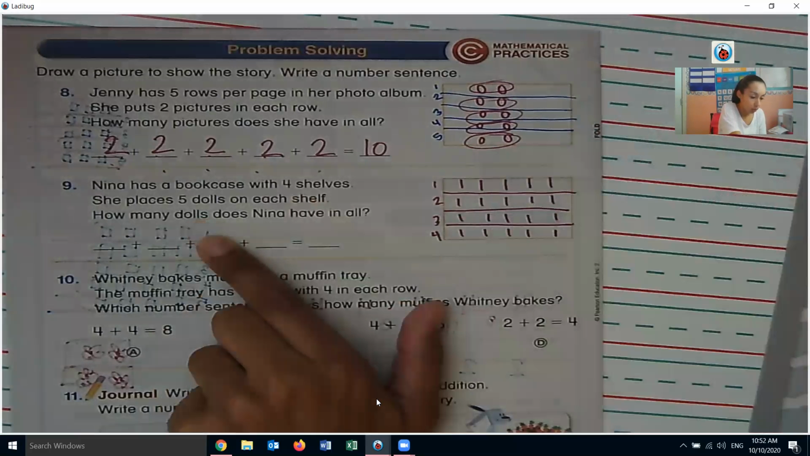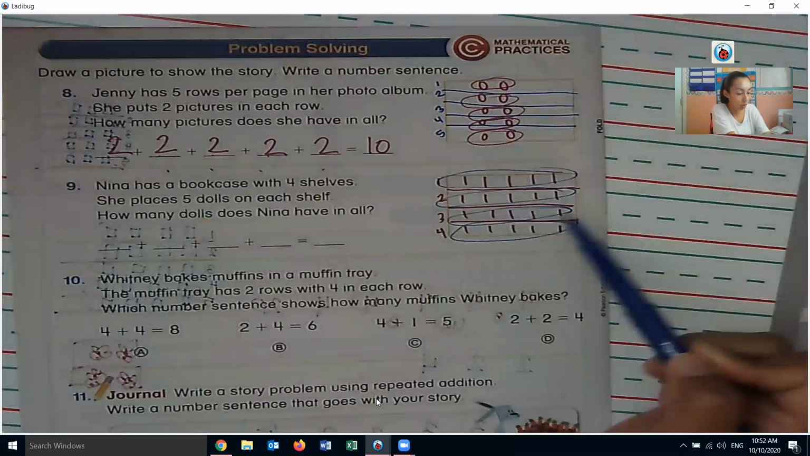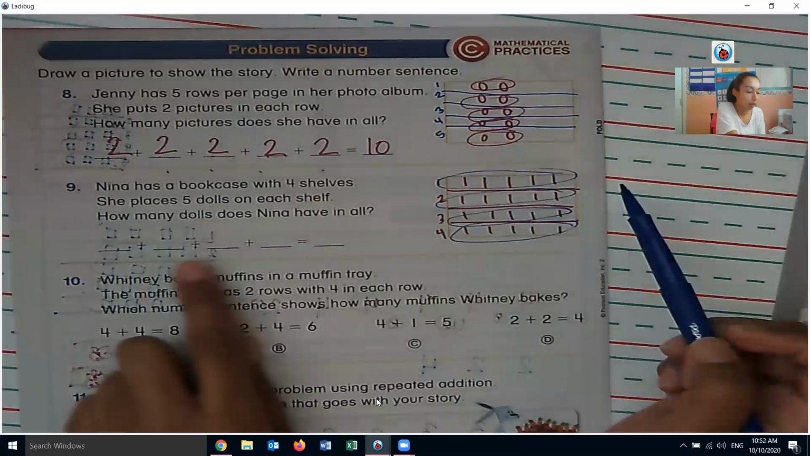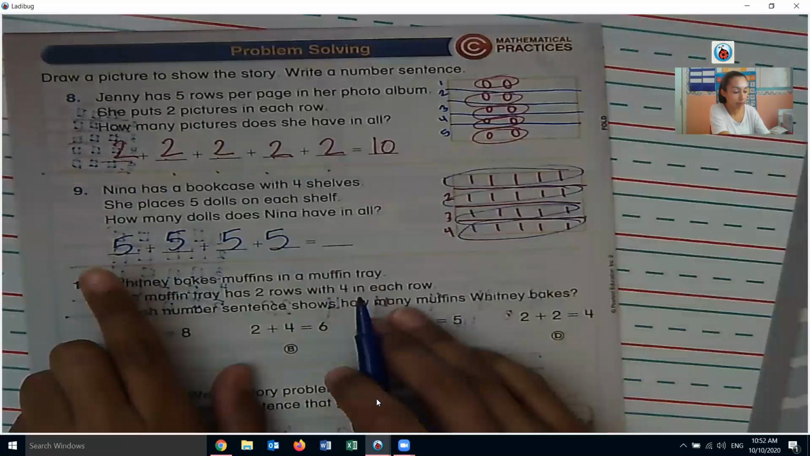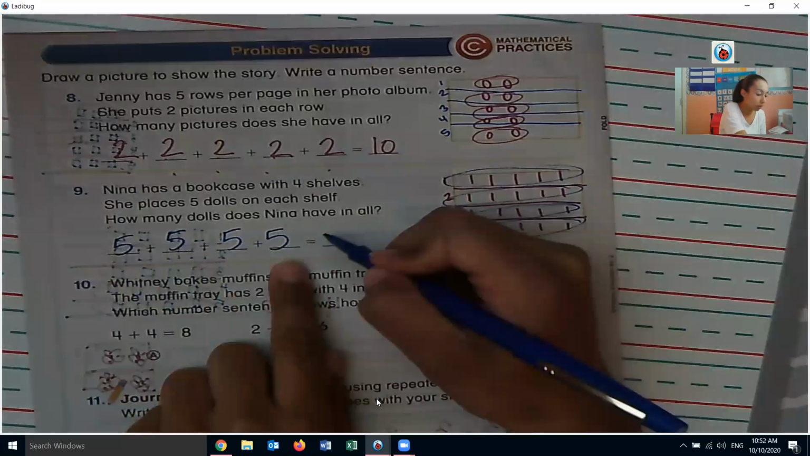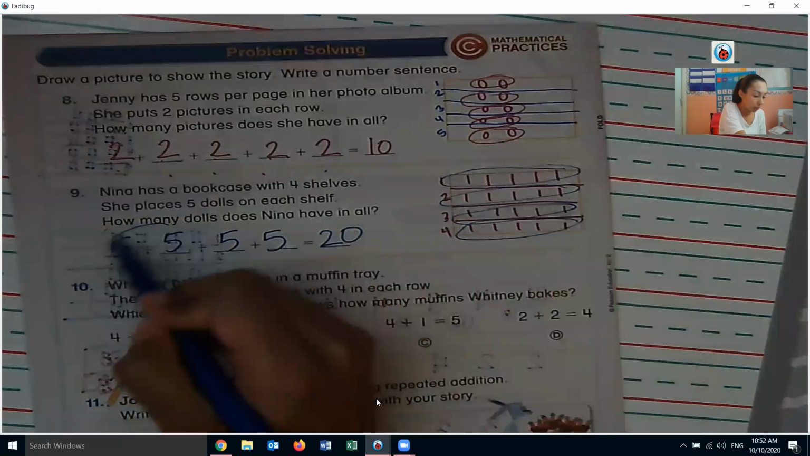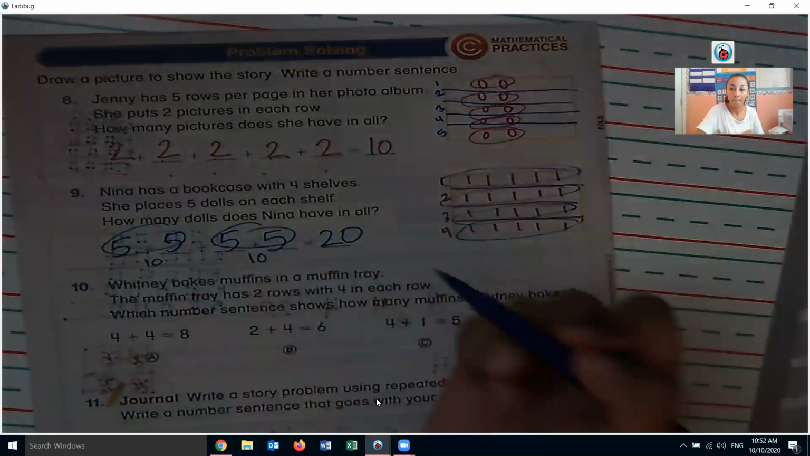So she has 1 row, 2 rows, 3 rows, 4 rows. So 1, 2, 3, 4 lines. And there are 5 in each of these shelves or rows. 5, 10, 15, 20 in all. Or you could group maybe your 5's together. 10 and 10 makes 20.